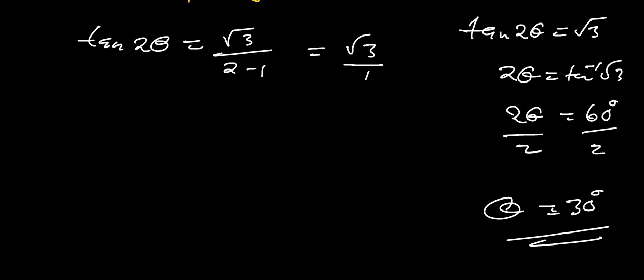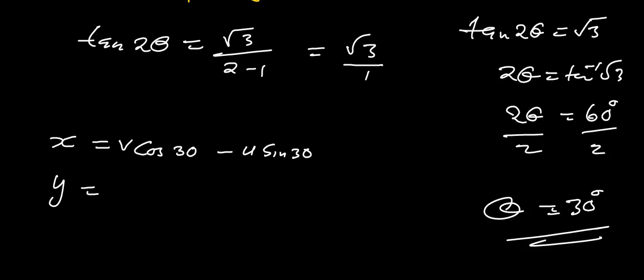So the equations: for x, where there is x prime, I'll use v, so this is v cos, where there is theta we put the 30, so v cos 30 minus u sin 30. Then for y, we put v sin 30 plus u cos 30.